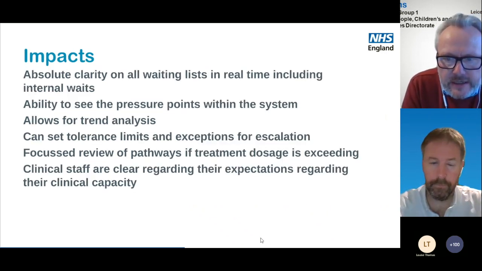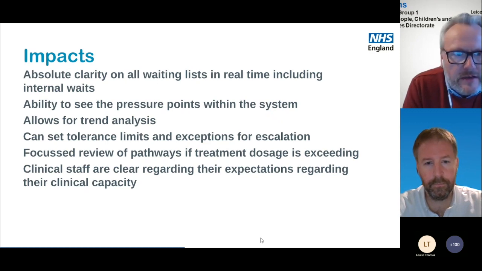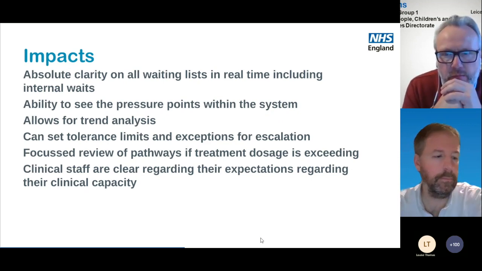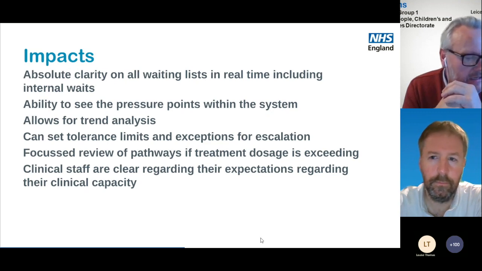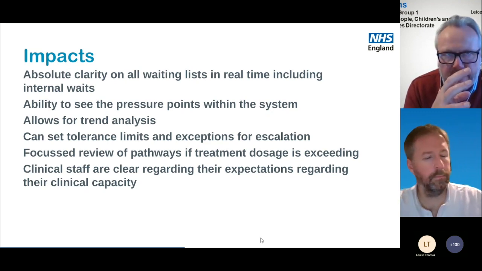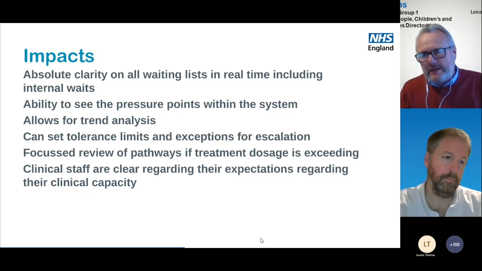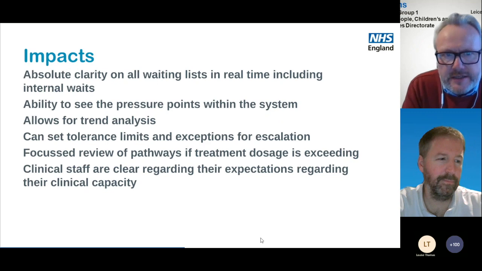So the impact of all of this has been, well, certainly initially we were making some really great progress with reducing our waiting lists. It's probably fair to say that since COVID, we've started to move in the opposite direction in some areas. What it does is give you absolute clarity on your waiting list in real time. And one of the things we've really noted is that as we've made progress and put some actions into reducing waiting lists in one area, you often get a bump in the carpet in another area. So particularly in the internal waits, if you're addressing external waits.